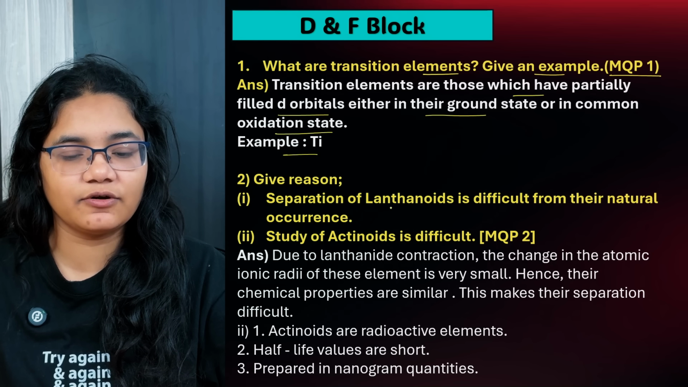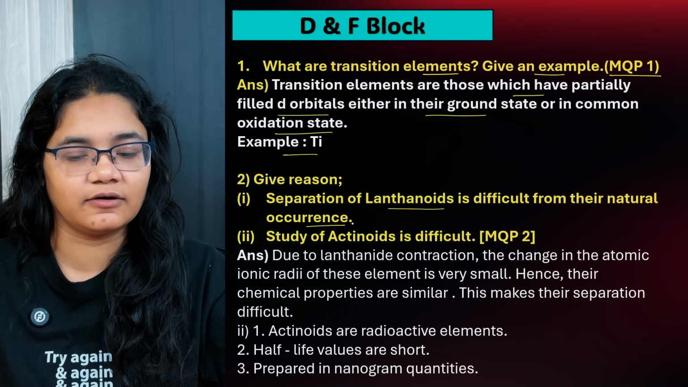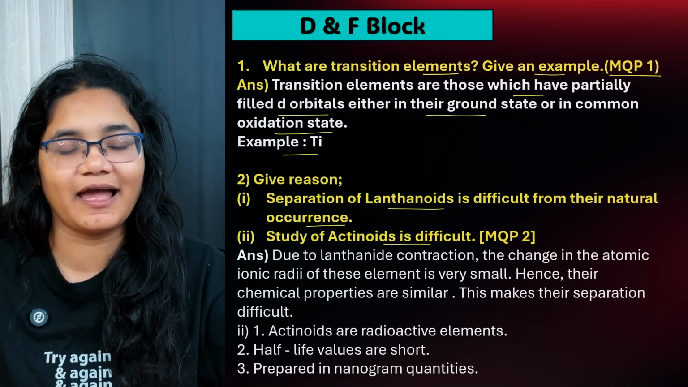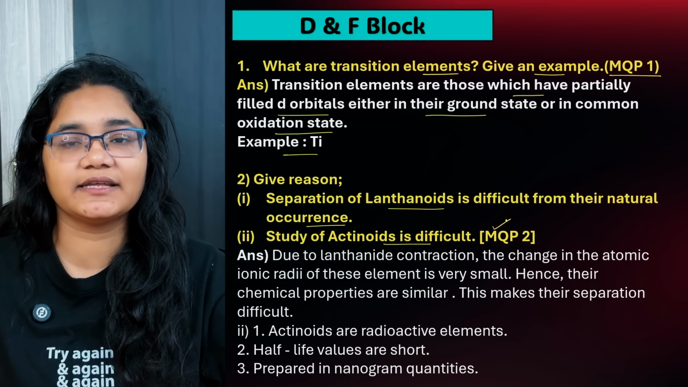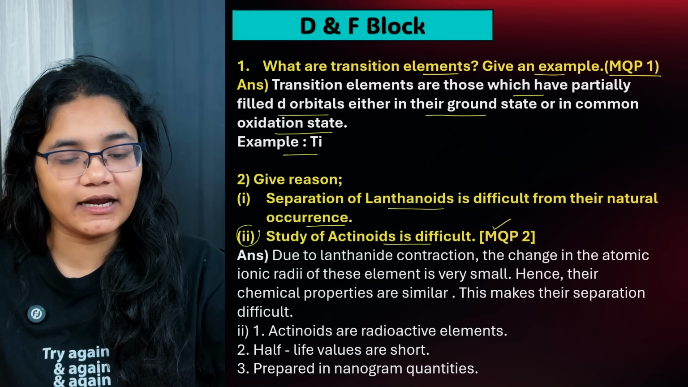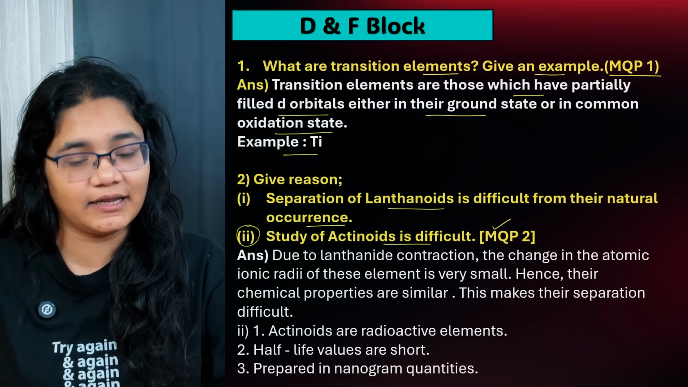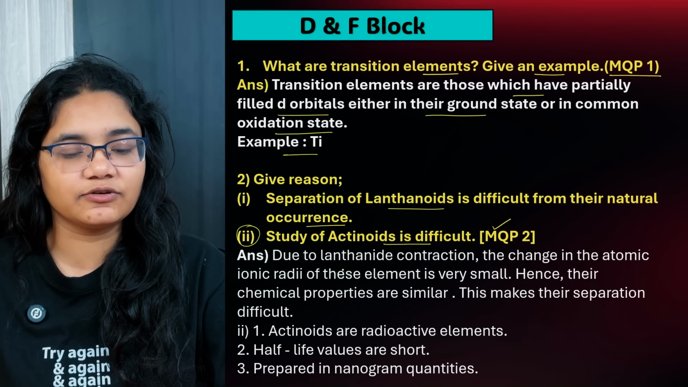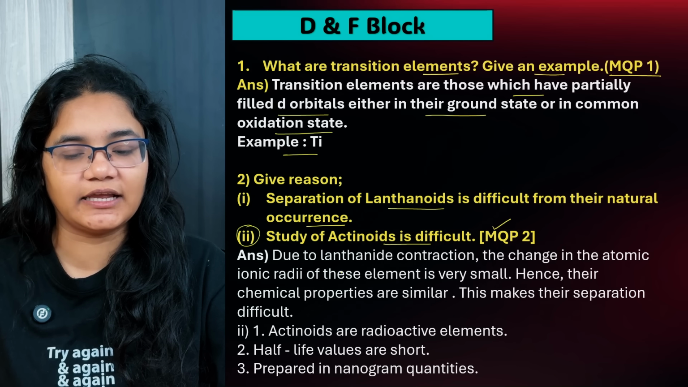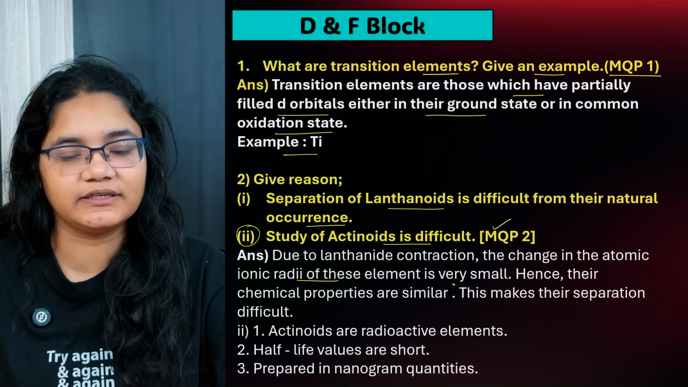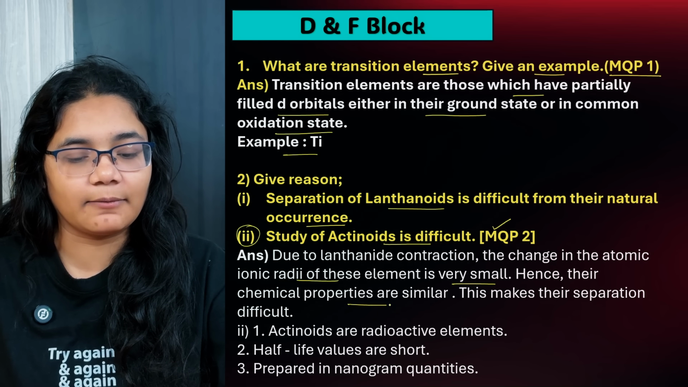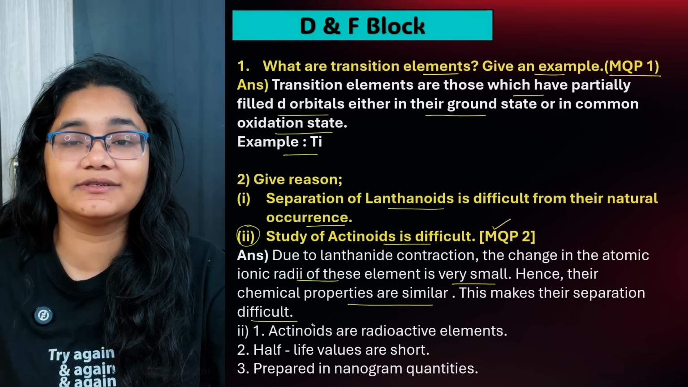Next, separation of lanthanides is difficult from their natural occurrence, and study of actinoids is difficult. This question is there in model question paper 2. Now this question can itself be a 3-marker question as well, so I'll be telling you the answer in that perspective. First of all, due to lanthanide contraction, the change in the atomic and ionic radii of these elements is very small. Hence their chemical properties are similar, so it is difficult to separate them.